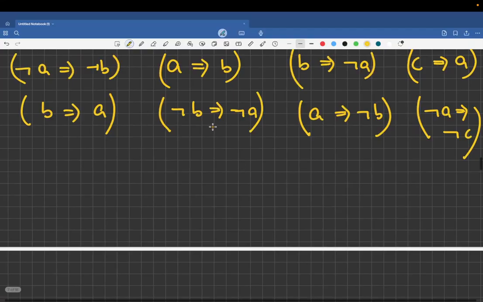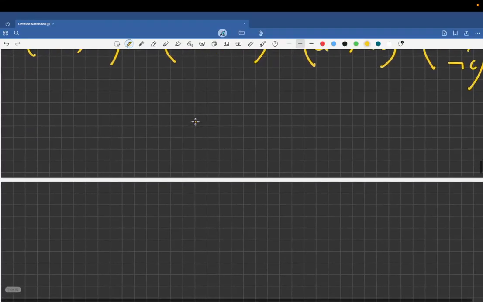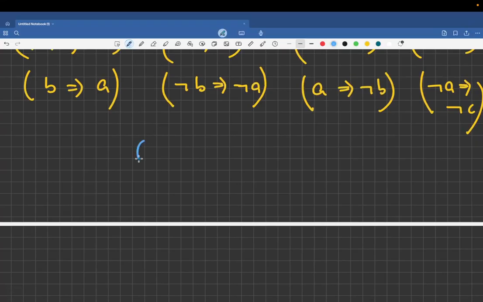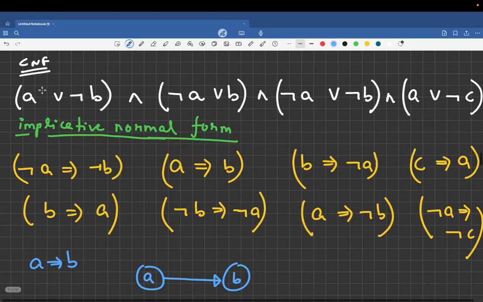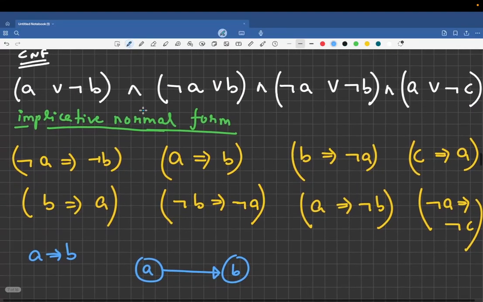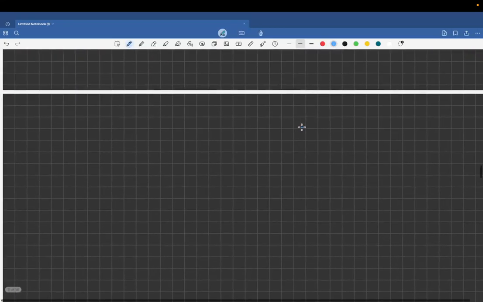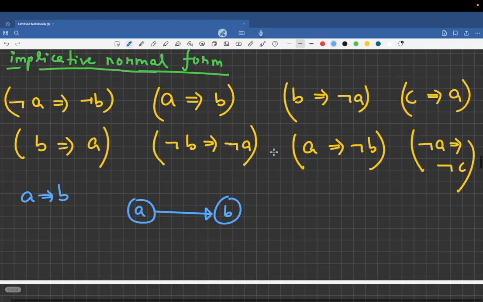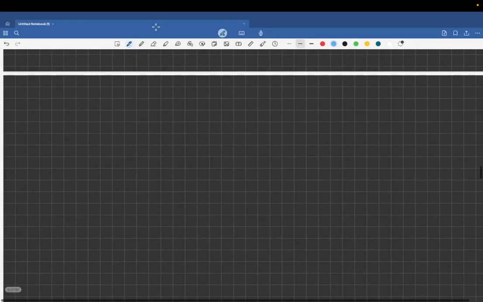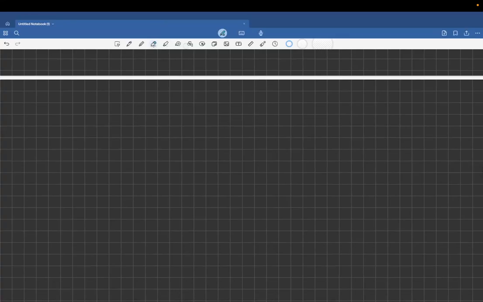Okay, so now how do we convert it to an implication graph? If we have A implies B, from node A we will have an edge to node B. For every variable there are two nodes, that is A and not A. We have three variables here, right? So we will have 6 nodes in total, that is A, B, C, and not A, not B, not C. So let me just draw all 6 nodes.